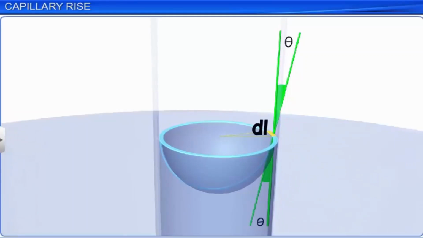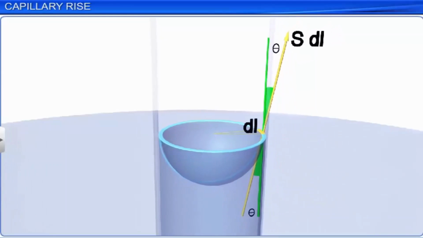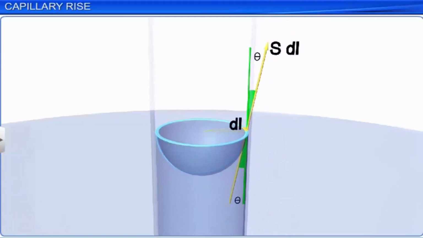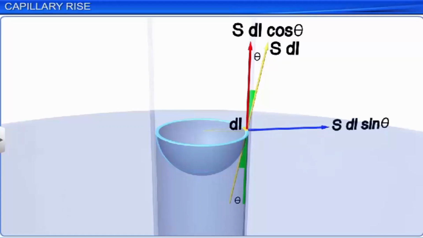The liquid surface across this small part pulls the surface of the tube by a force S dl tangentially. According to Newton's third law, there is an equal and opposite force acting on the liquid surface by the surface of the tube. The vertical component of this force is S dl cos theta and its horizontal component is S dl sin theta. The vertical component of the force pulls the liquid in the vertical direction.